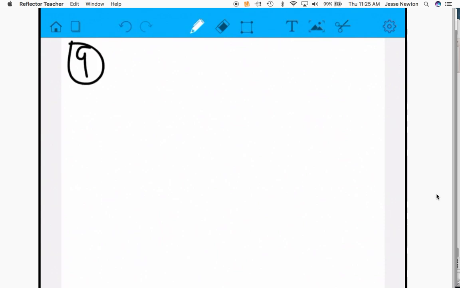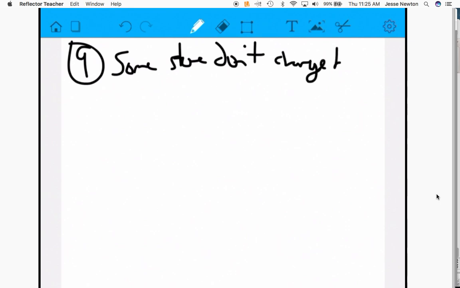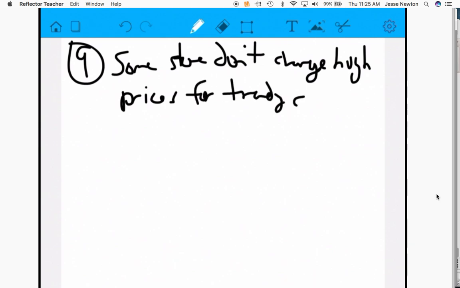All right, number 9. Some stores don't charge high prices for trendy clothing. Some stores don't charge high prices. I'll write it for trendy clothes.